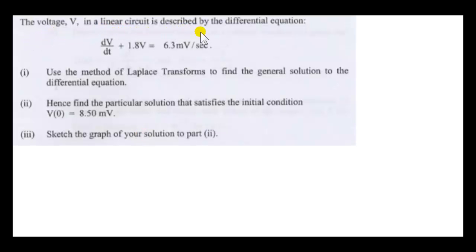The voltage V in a linear circuit is described by the differential equation dV/dt + 1.8V = 6.3 millivolts per second. We are going to use the method of Laplace transforms to find a general solution to the differential equation.